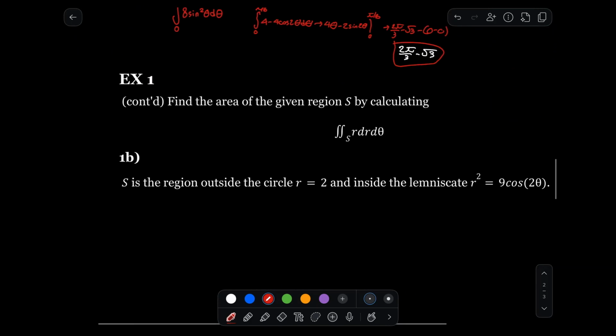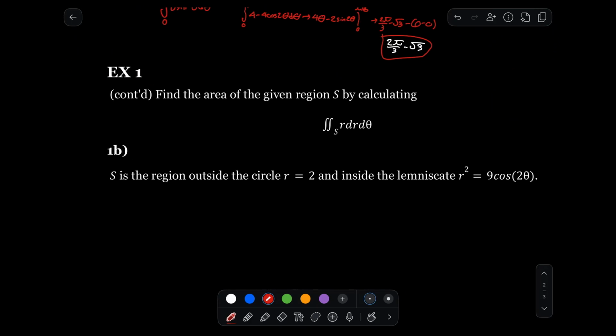Perfect. And then we also have to calculate the area of the given region S by calculating the integral. S is the region outside of the circle and inside the lemniscate. All right, if you want to try this on your own, feel free to pause the video. I'd recommend looking at Desmos before you do so. And let's get right into it.